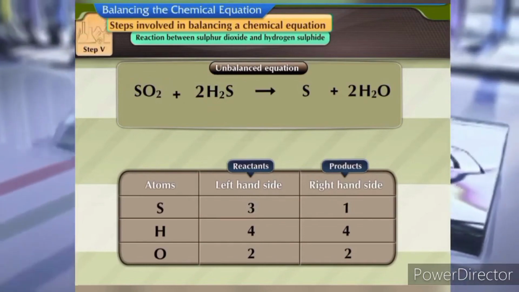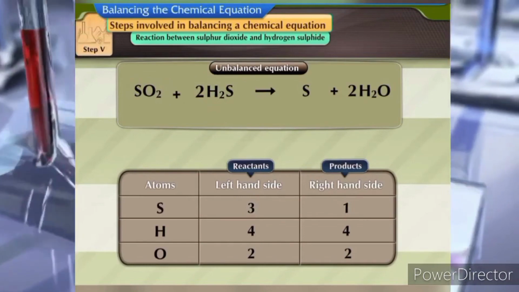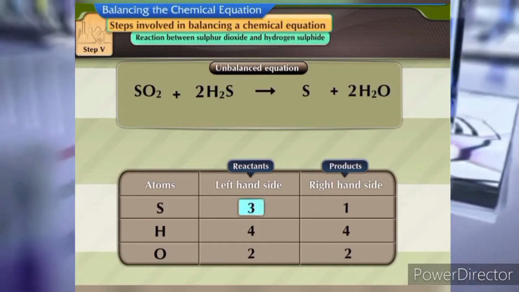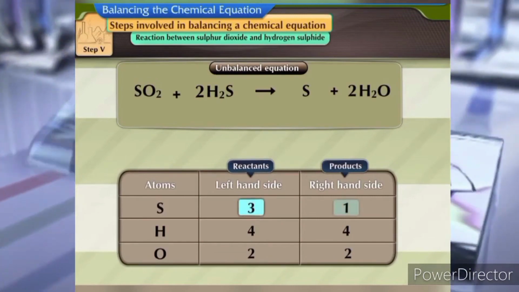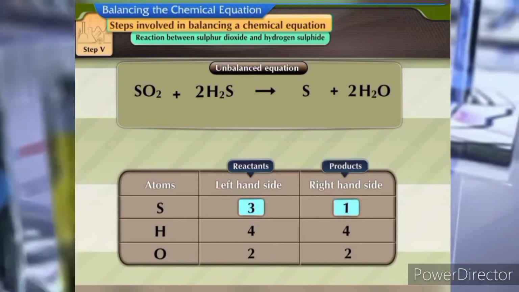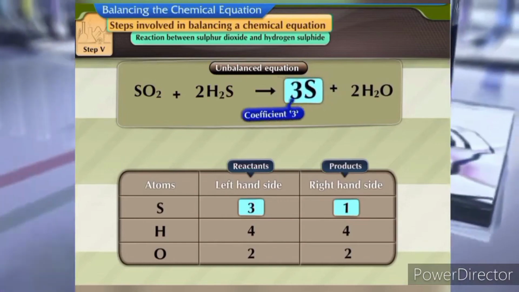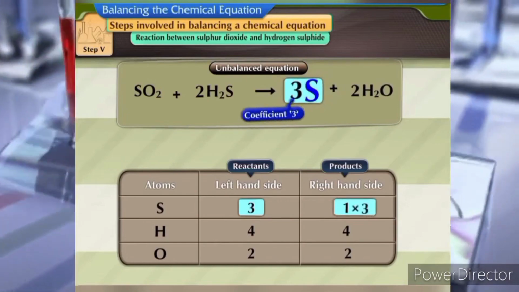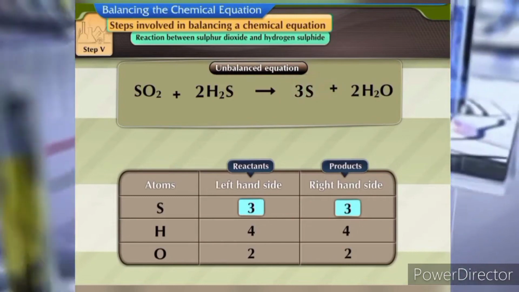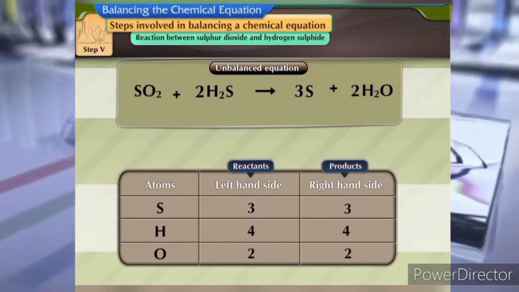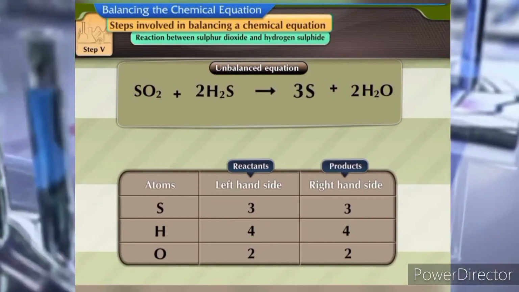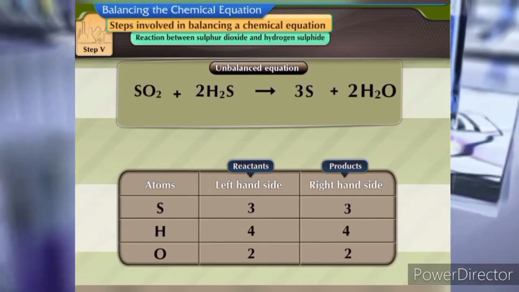Step 5. Now select sulfur atoms for balancing. There are three atoms of sulfur on the reactant side and one on the product side. To balance the number of atoms, put the coefficient 3 for the S atom in the product side. The equation can be represented as SO2 plus 2H2S gives 3S plus 2H2O.